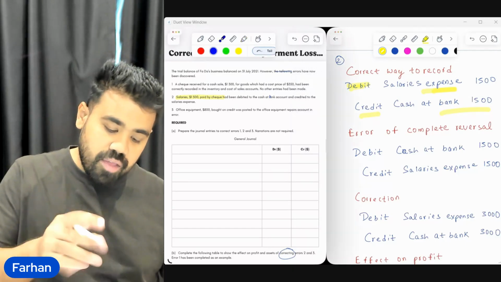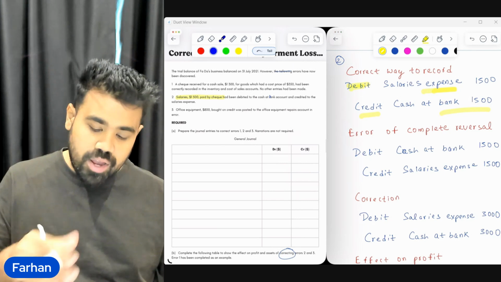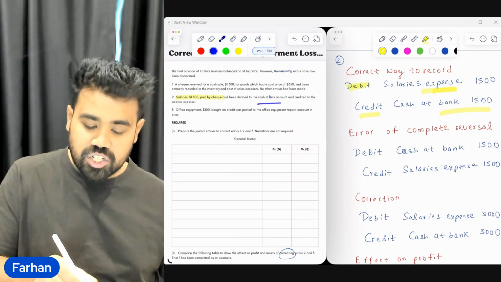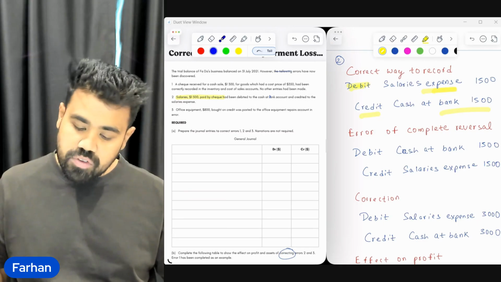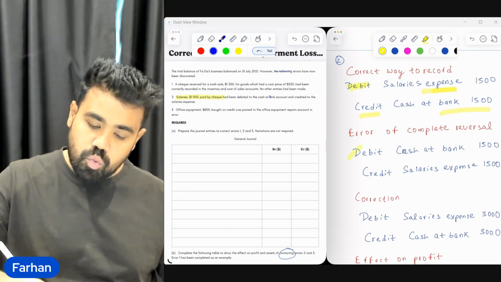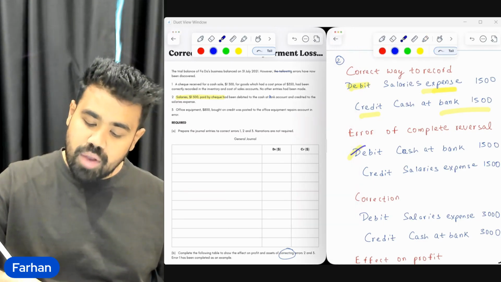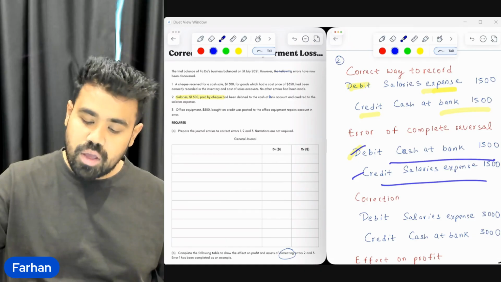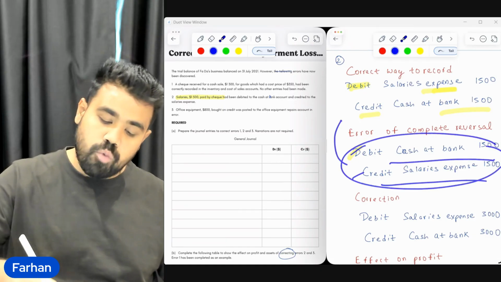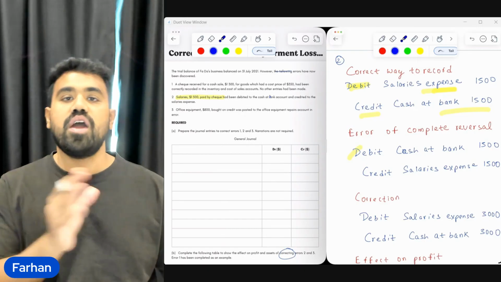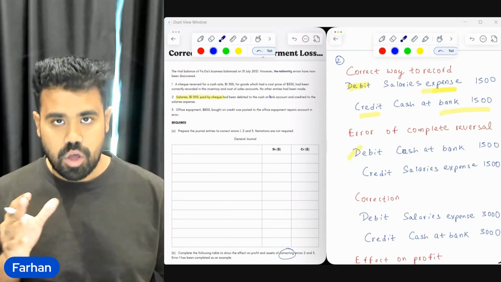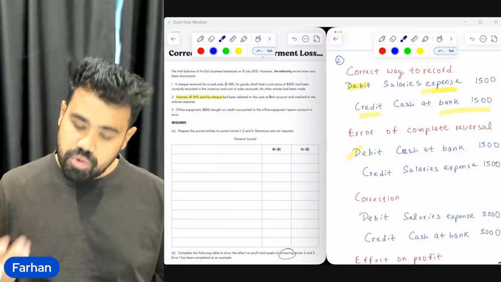They're saying that the way it has been recorded is that they debited the cash at bank account and they credited the salaries expense account. So obviously they have done the complete opposite, where they debited the cash at bank account and credited the salaries expense account. So a complete opposite of what we should be doing. Therefore, this is what we classify as an error of complete reversal. Okay. Now, how do we correct this?